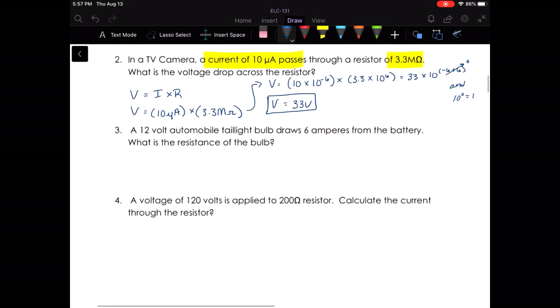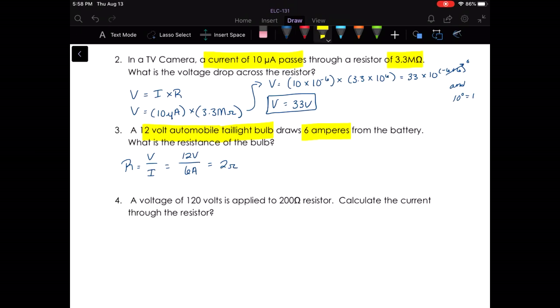Okay, next problem. We have a 12-volt automobile tailgate bulb and it's drawing 6 amperes from the battery. What's the resistance? Resistance is voltage divided by current. We've got 12 volts divided by 6 amperes. There are no prefixes in this, so it's just 12 divided by 6, or 2 ohms is what we have there.